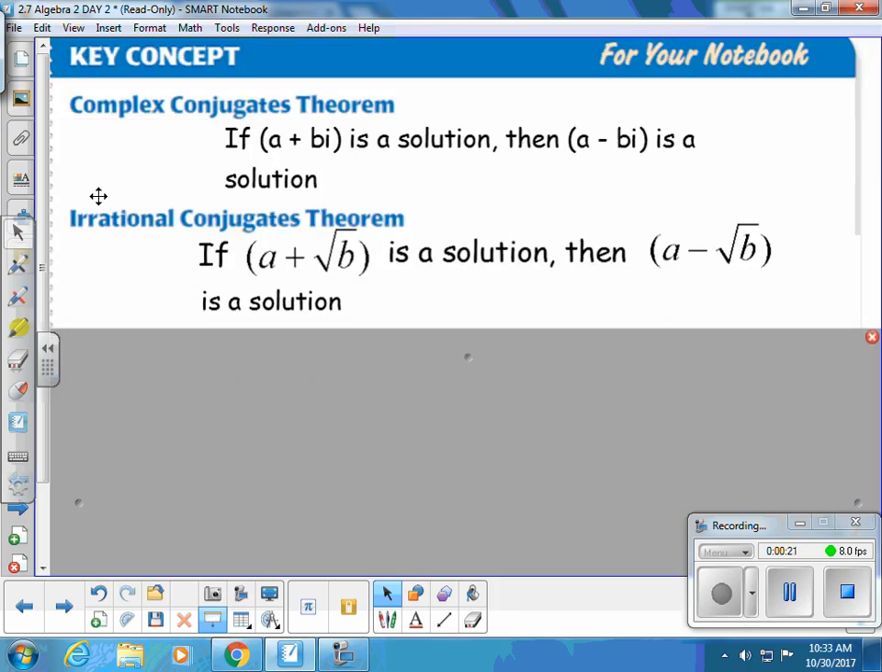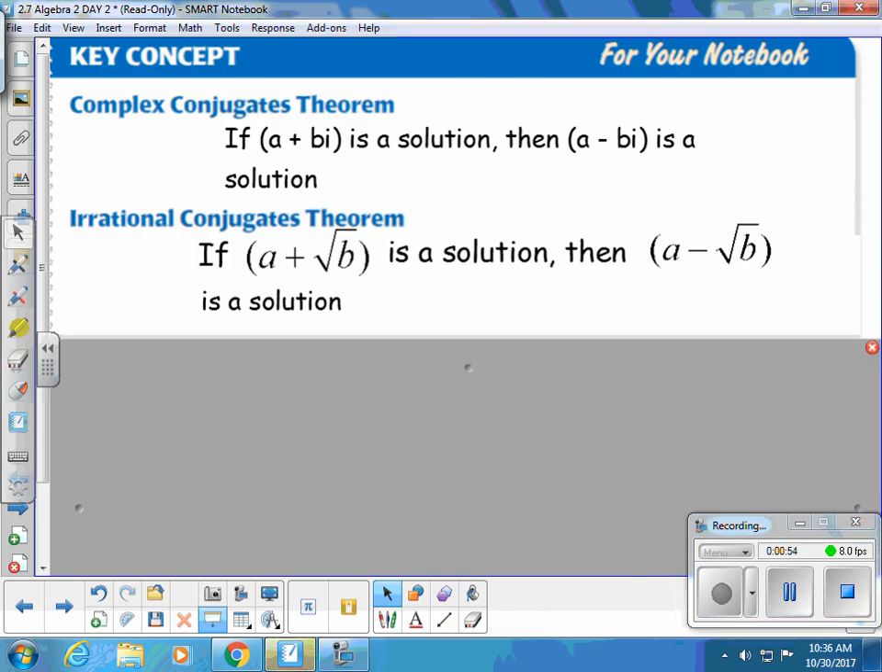If you know that a plus bi is one of your solutions to your polynomial, then it's automatic that a minus bi would also be a solution. And the same thing happens with radicals. If you know a plus radical b is one of your solutions, then you would automatically know that a minus radical b would be another solution. Just go ahead and jot that down. I'll pause the video.